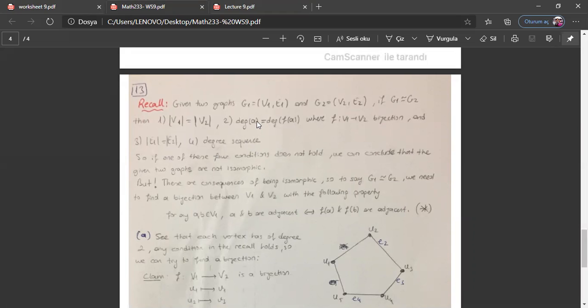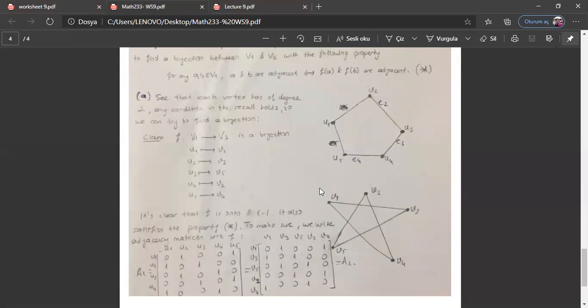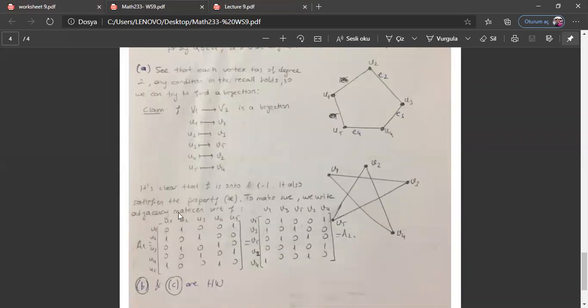Okay, so let's say you check all of them and you don't see any difference. Then you try to find a bijection which satisfies this. So you write a bijection according to the degrees of the elements. Then you will check if the adjacency matrices are equal or not.